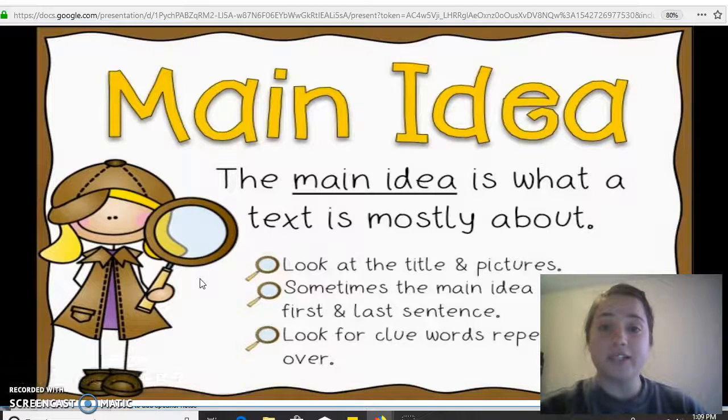A main idea is what the text is mostly about. We might look at the title, at the pictures. We might look at the first and last sentences of paragraphs to find clues that are in the book that might tell us what the main idea of the story is.